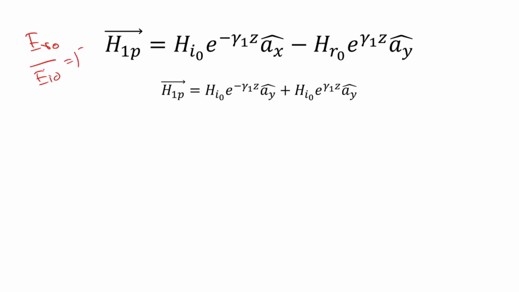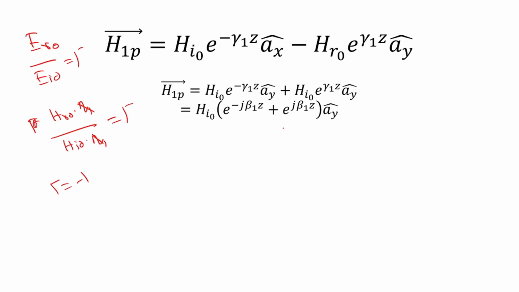I can also write this as h r naught times eta 1 by h I naught times eta 1 is equal to gamma. If I cancel them, I write H R naught by H I naught is also equal to gamma, and the gamma value we have obtained is equal to -1. Therefore, H1 P bar is equal to H I naught exponential of minus gamma 1 Z ay cap plus H I naught exponential of gamma 1 Z ay cap. Again, if I add them, I get 2 cos beta 1 Z ay cap. This is the phasor of magnetic field intensity inside medium 1.